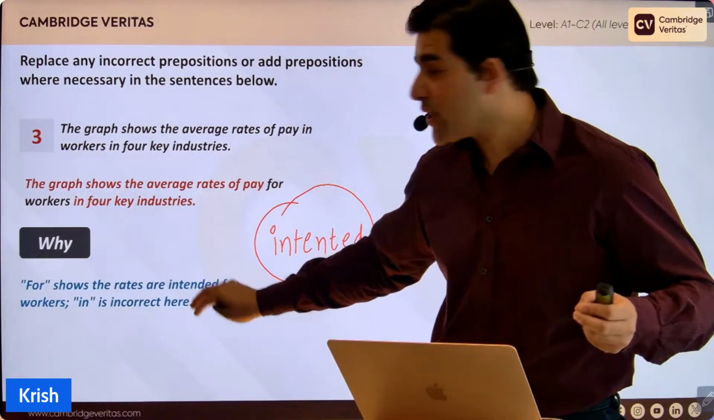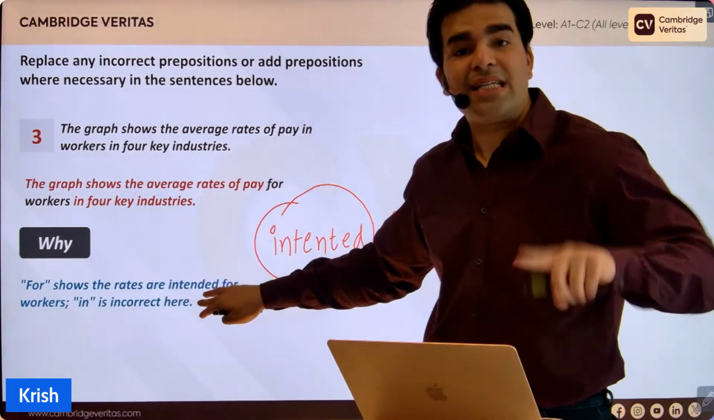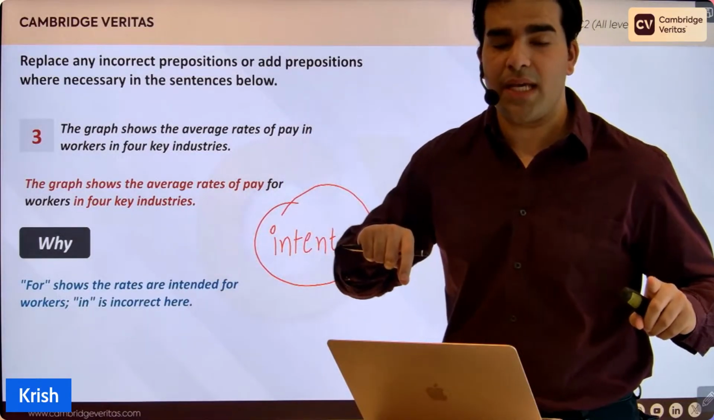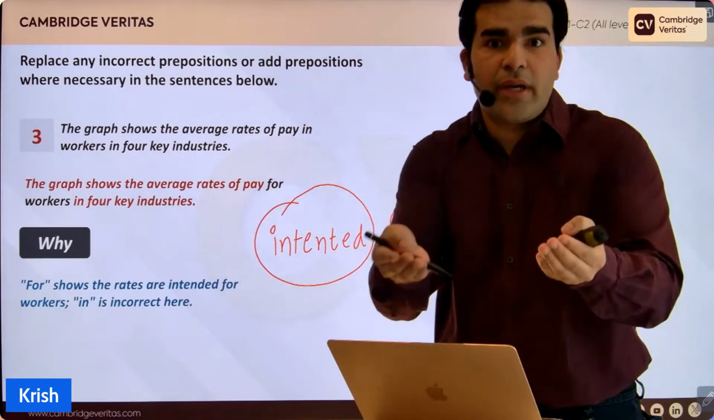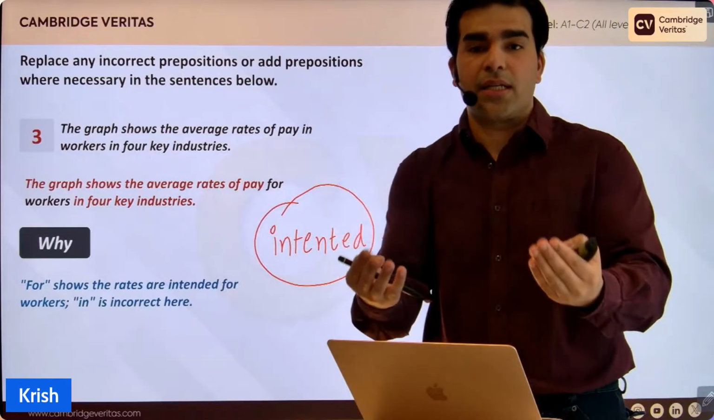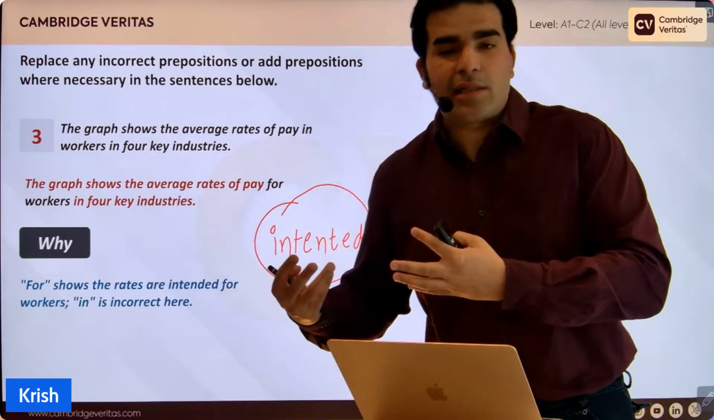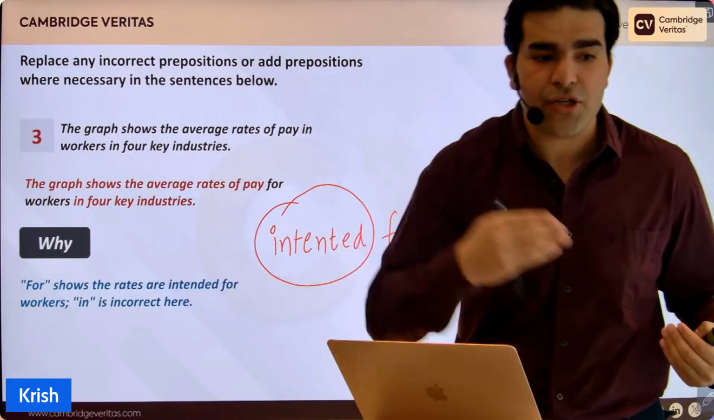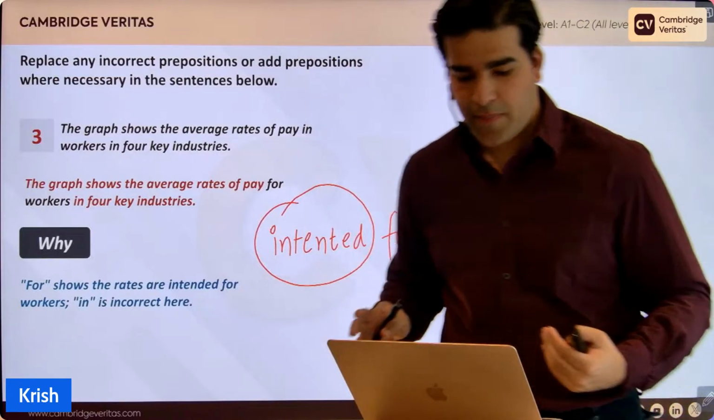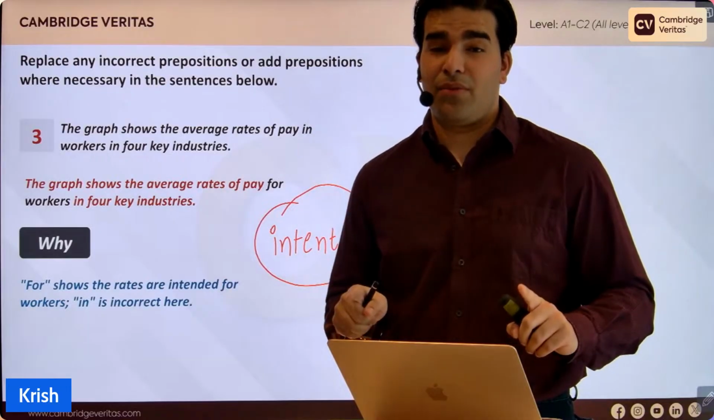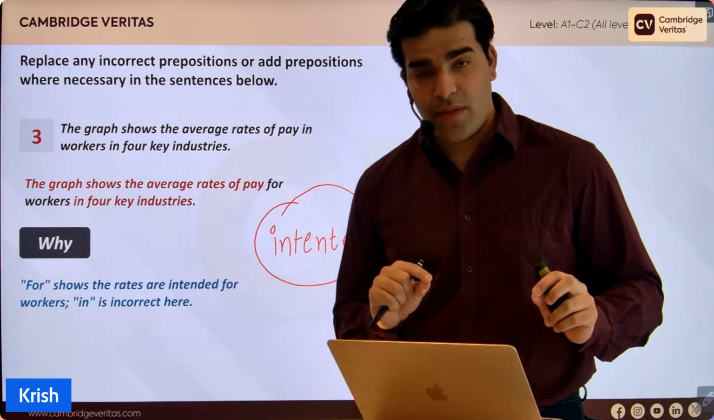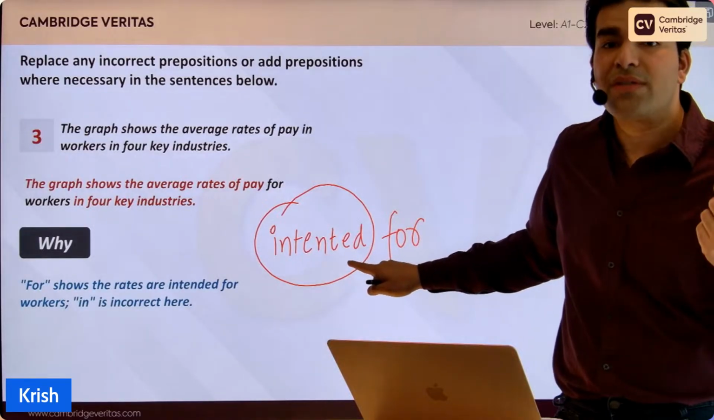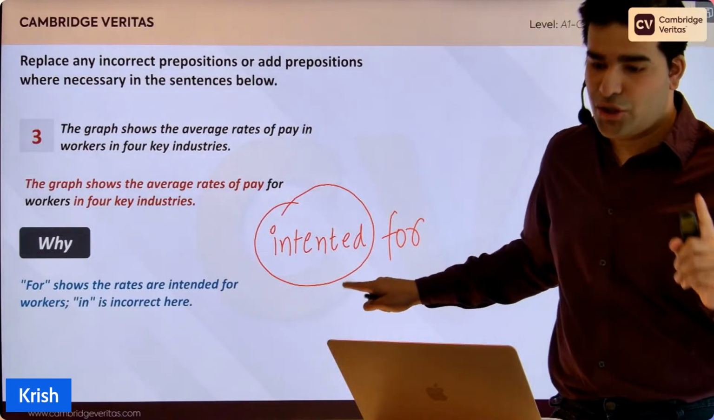For here shows rates are intended for workers, they're not of workers, because it may otherwise mean that workers have given a rate for themselves. For example, I give a rate of Krish's rate, it is for Krish's rate. I mean, just to give you the association of how it really works. Okay? Extremely important. Next time, if you're talking about something that is intended for something, then use for, not to.